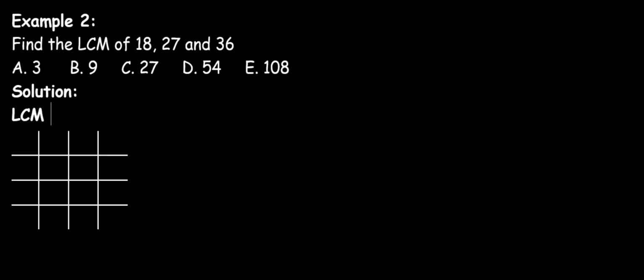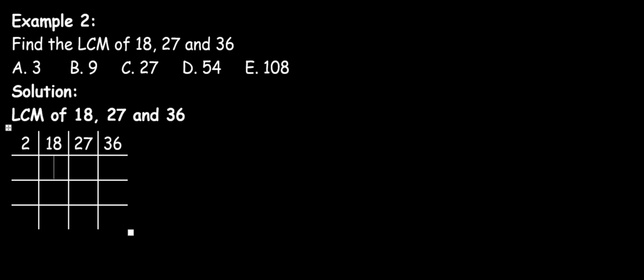We're talking about the LCM of 18, 27, and 36. We input the numbers 18, 27, 36. When we look at it carefully, remember prime factors should not be out of your mind when dealing with LCM and HCF. So the lowest prime factor there is 2.